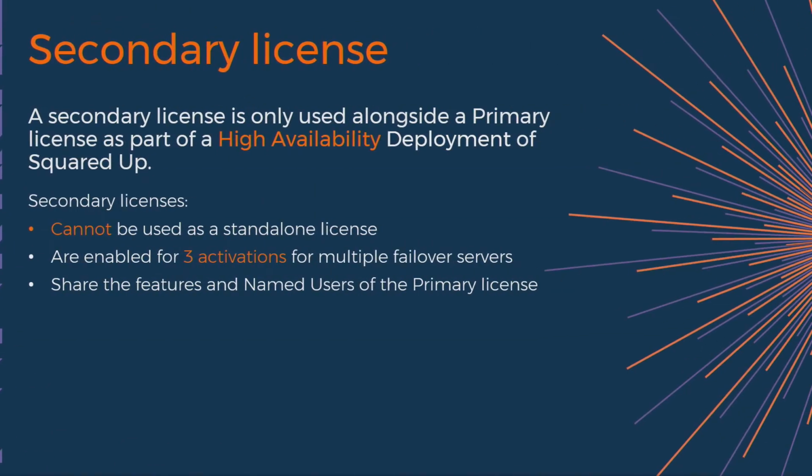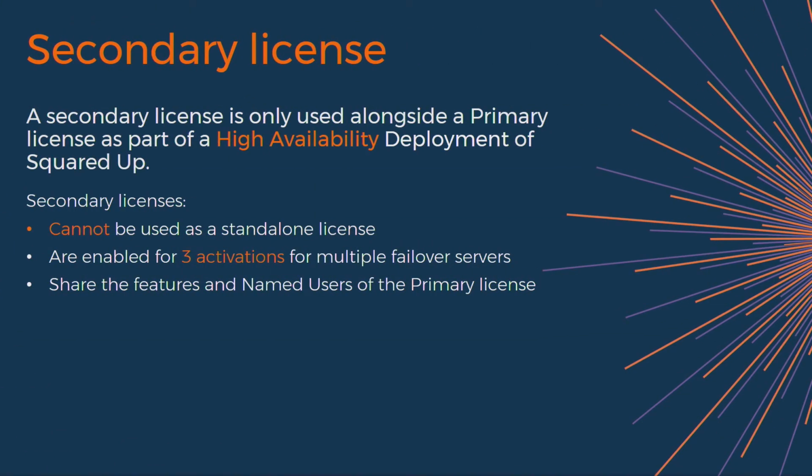What's the secondary license? So the secondary license is only used alongside the primary license if you want a high availability deployment of Squared Up. Right. So it can't be used as a standalone license. It's not meant to be a spare license. But if you want to have Squared Up highly available to your users, it is enabled for 3 activations. So you can have multiple failover servers hosting Squared Up. Okay. So if your primary server has a primary license on it, and you've got 2 load balanced servers with it as well, that would be your 2 other activations.